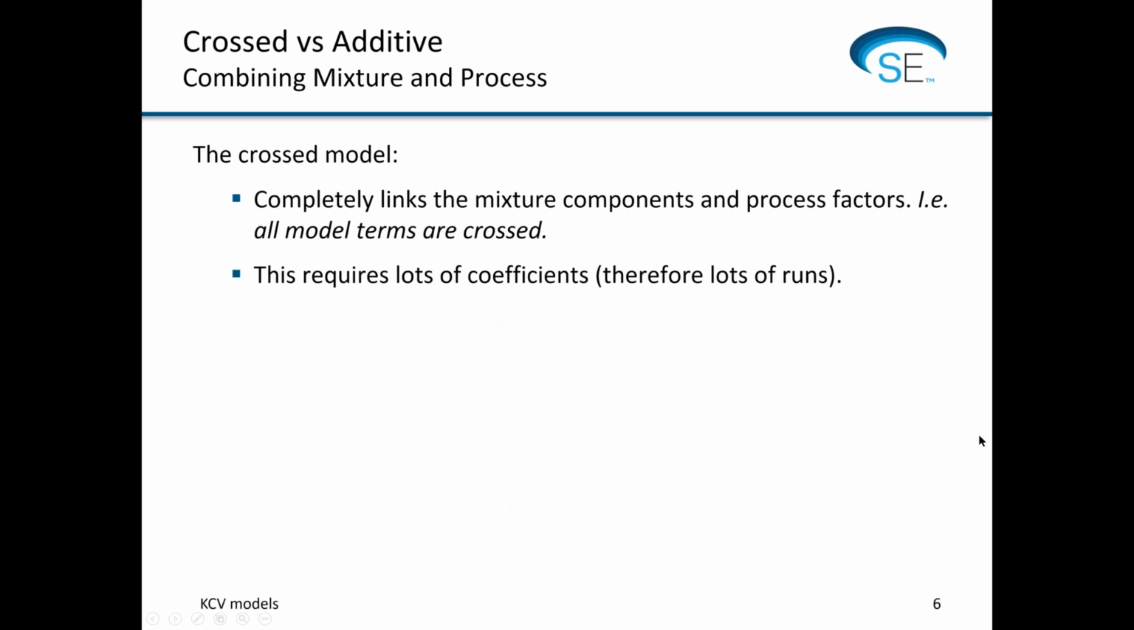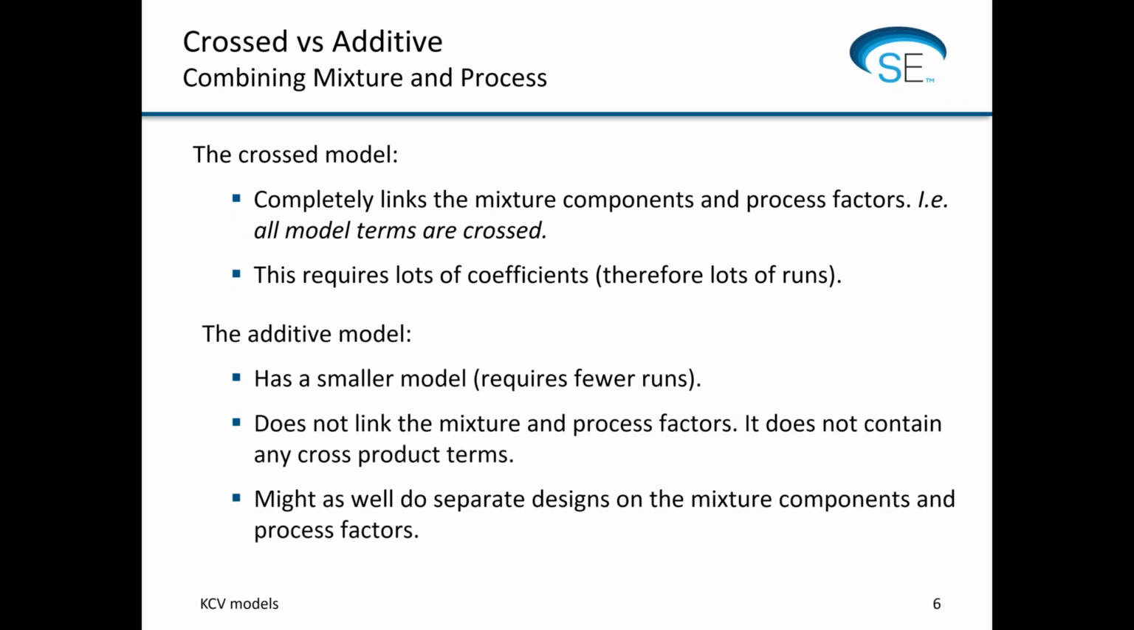Now, a cross model completely links the mixture components and the process factors. Everything's crossed. The problem is that gives us good ability to model the dependence of the mixture on the process and vice versa. The problem is we generate a lot of coefficients. That means we have to do a lot of runs in our experiments to estimate those coefficients.